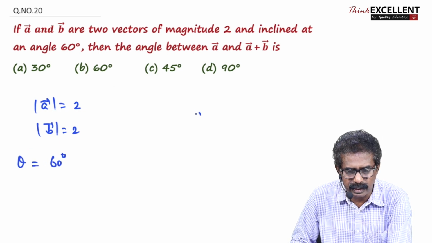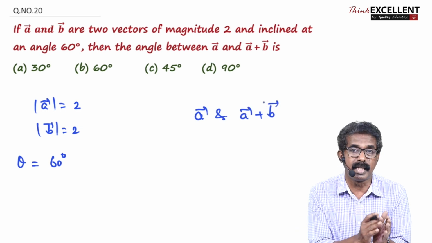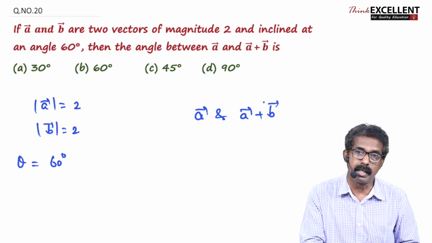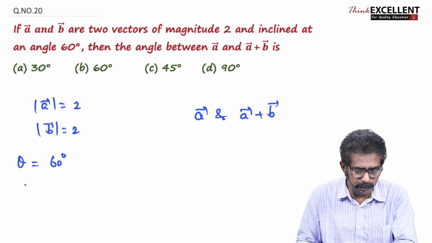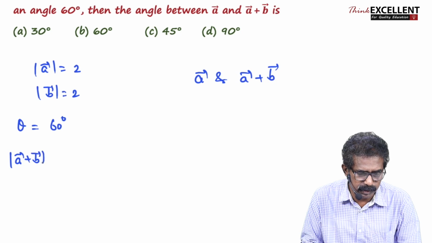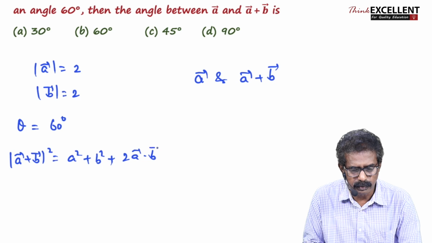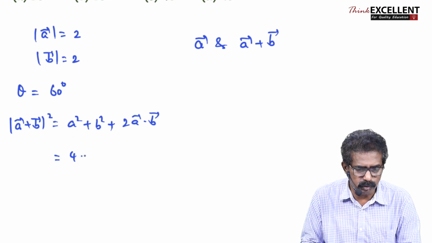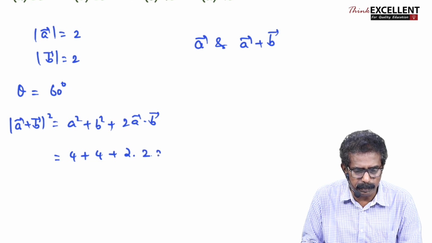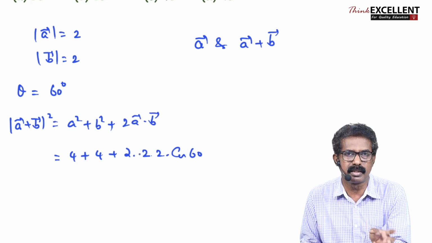Then the angle between A vector and A plus B, they asked. Angle between A vector and B vector you know, but they asked the angle between A vector and A plus B vector. So please listen here, but before that I want to find modulus A plus B. So modulus A plus B square can be written as A square plus B square plus 2 A dot B. So A square means 2 square, 4, B square is 4, plus 2 into A dot B, which is AB cos angle between them, right?